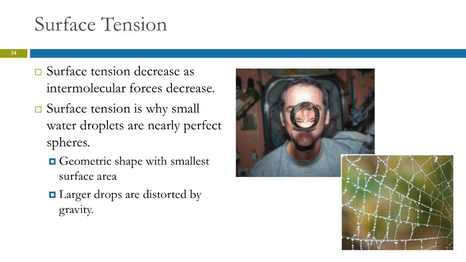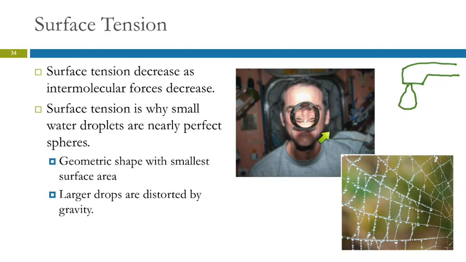When we see larger drops, like if you watch a dripping faucet, you would see sort of a teardrop shape, right? Why isn't it a sphere? Because gravity is pulling on it. The reason it hangs there at all is due to surface tension, but the gravity is pulling on it, and so that distorts the sphere.